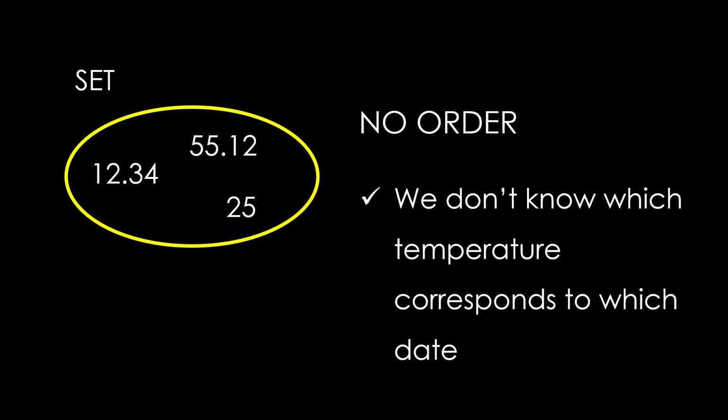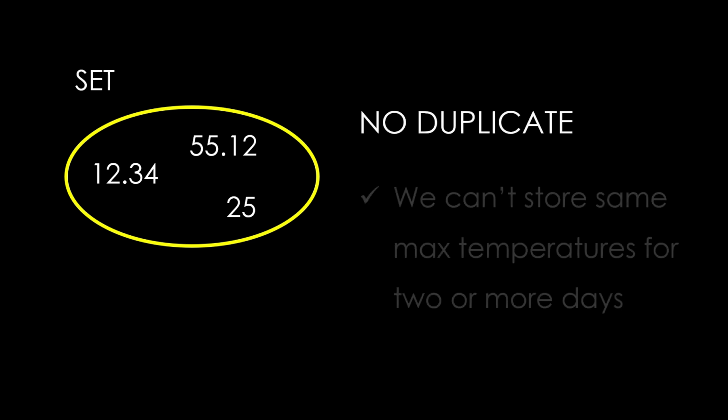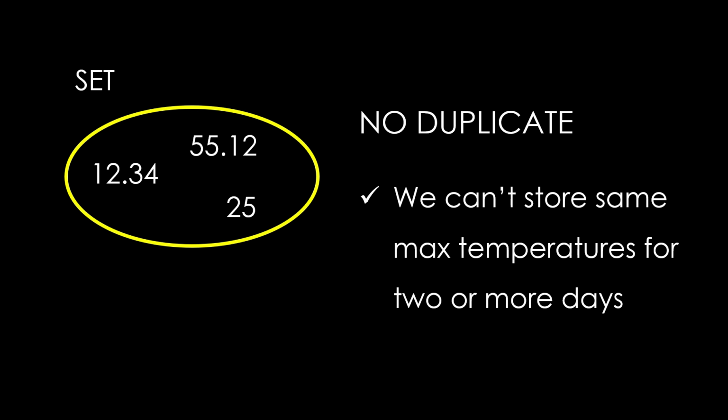This is not the only reason. Suppose multiple days of a month have the same maximum temperature. Then a set cannot store the same value more than once. So you see, we cannot use a set for storing max temperature for each day of a month.